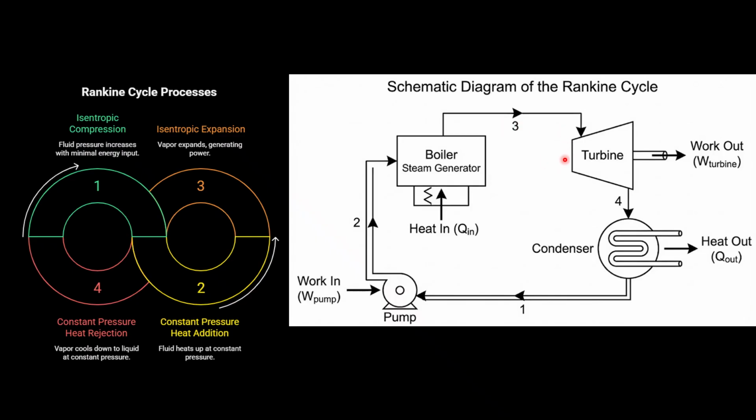From 3 to 4, steam expands through the turbine. The steam flows through the converging and diverging nozzle-like turbine blades where the pressure drops, the temperature decreases, the velocity increases, and useful mechanical work is produced. And that work is later converted into electrical energy.